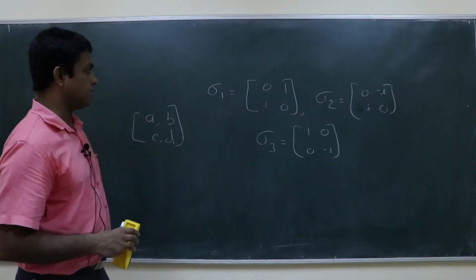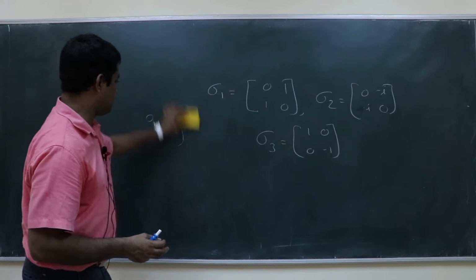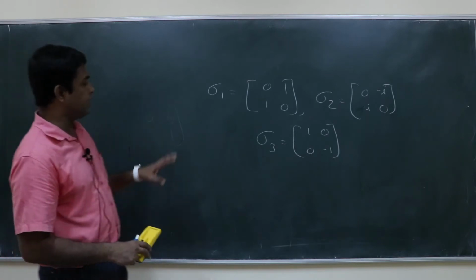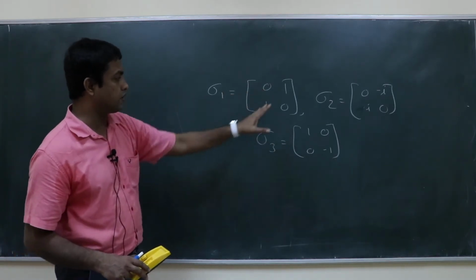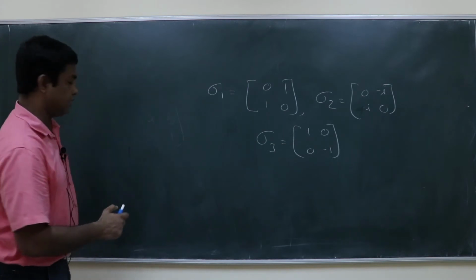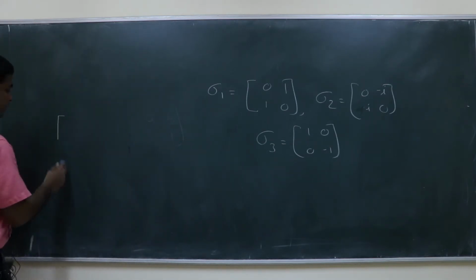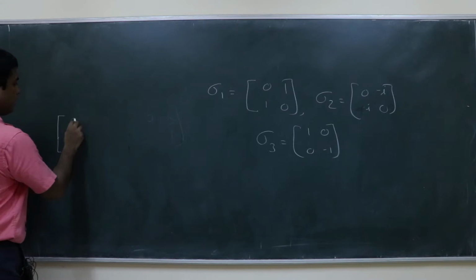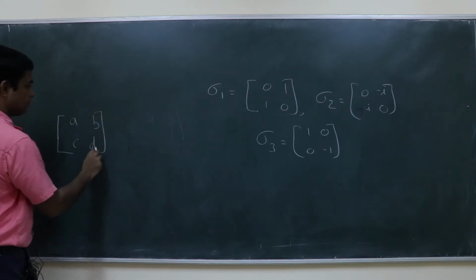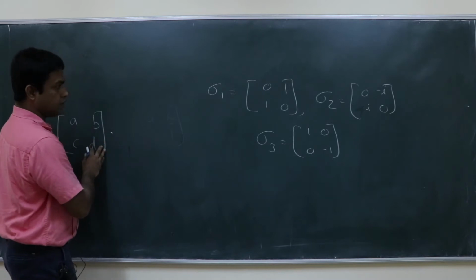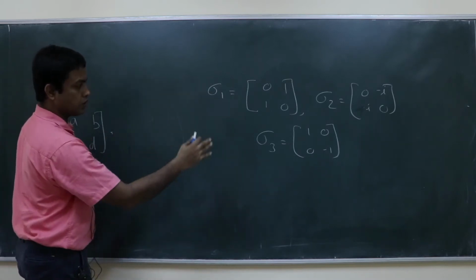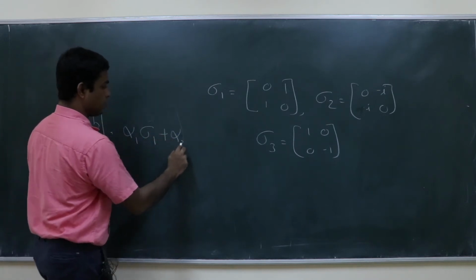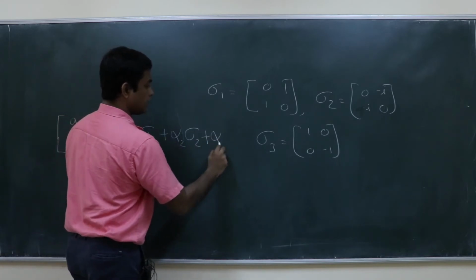If it is traceless, so what do you mean by that? Let us look at it. Suppose I want to write any 2 by 2 matrix in terms of sigma 1, sigma 2, sigma 3. Okay. Suppose I want to do that. So that means you take any general matrix A, B, C, D, so that I should be able to write that general matrix in terms of sigma 1, sigma 2, sigma 3. That means some alpha 1 sigma 1 plus alpha 2 sigma 2 plus alpha 3 sigma 3.